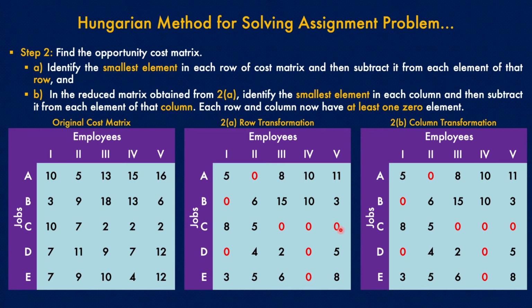So we should do this column transformation at that time only, otherwise no issues. Now this is the opportunity cost matrix. Ensure that after doing this row transformation and column transformation, all the rows and all the columns will have at least one zero. With this, we will move forward.